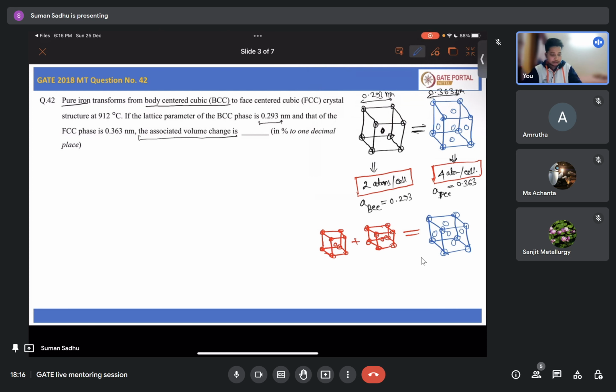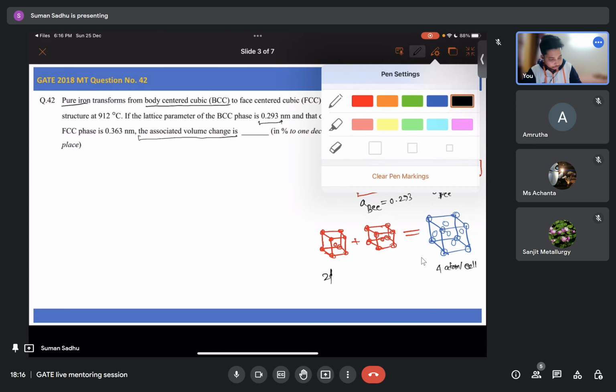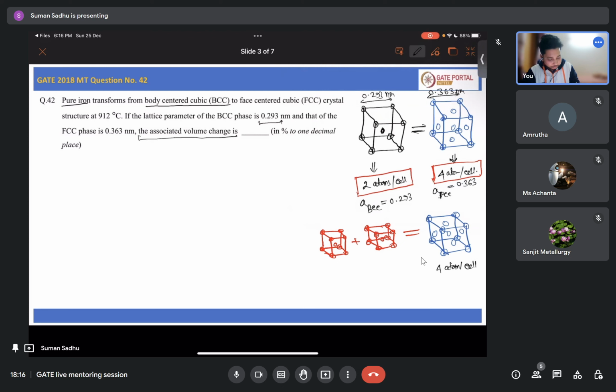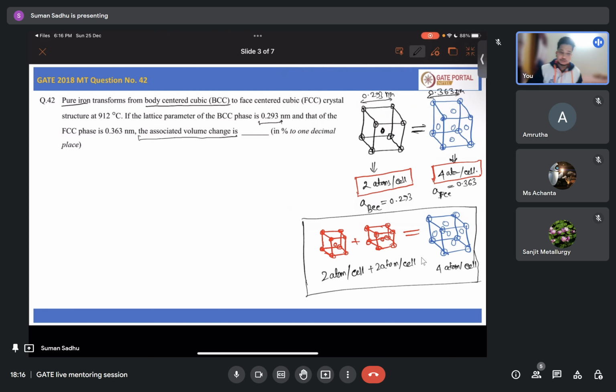Eight atoms at the corner and 6 atoms at the face center. So in this case you have 4 atoms per cell. In this case 2 atoms for this cell plus 2 atoms for this unit cell. So basically 2 unit cells are transforming to 1 FCC unit cell. Okay, so now you can find out the initial volume and the final volume, and then you can easily get the volume change that is associated.